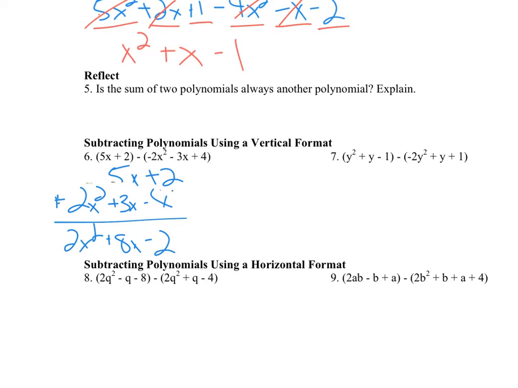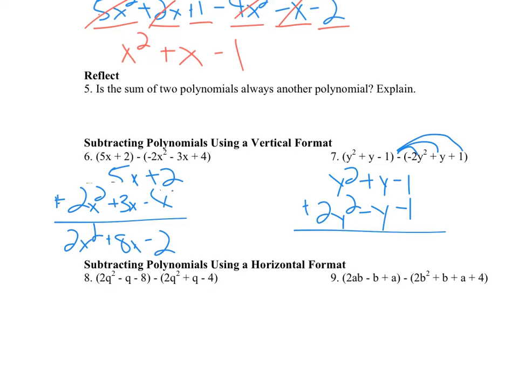So subtraction problems are really just addition problems after you distribute the negative. Let's look at our example 7 here. I have y squared plus y minus 1. Now I'm going to distribute this negative first. That gives me a positive 2y squared, a negative y there, and then a negative 1 there.